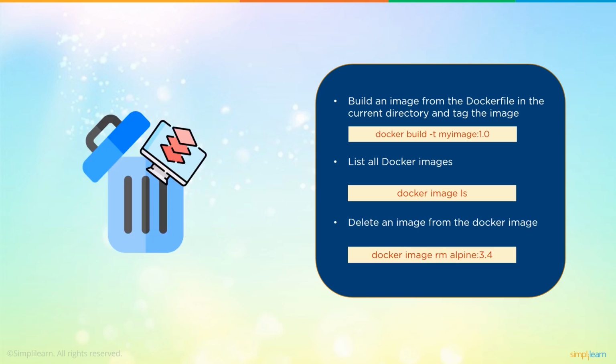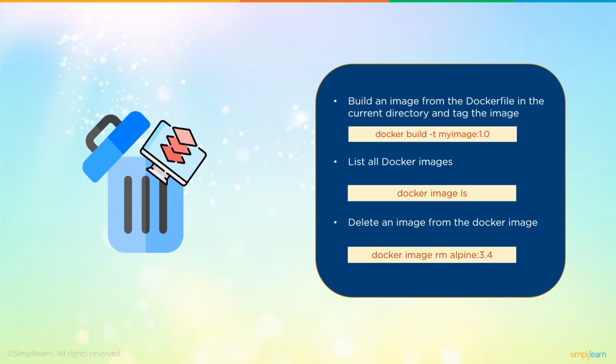If you feel that you want to remove a particular image, in that case you can go for the docker image rm command, and whatever image you want to remove, you can give the respective image name and the tag name. So the docker image rm command is there, using which you can see how the image can be deleted from the host, right?